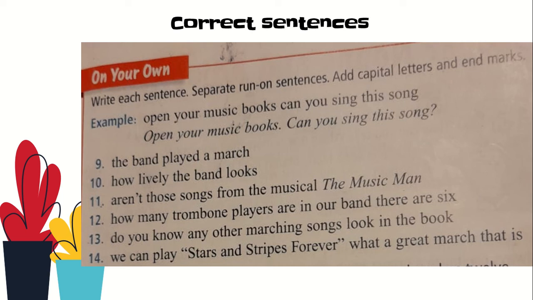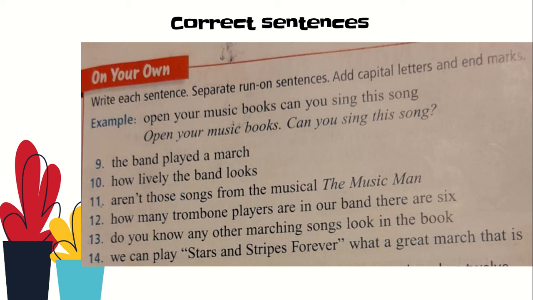Let's do number 9. The band played a march. That's a declarative sentence. Begin with a capital letter and end with a period. How lively the band looks. That is an exclamation. How lively the band looks. Begin with a capital letter and end with an exclamation point. Aren't those songs from the musical The Music Man? It's an interrogative sentence, and it ends with a question mark. You will continue the last three by yourself.